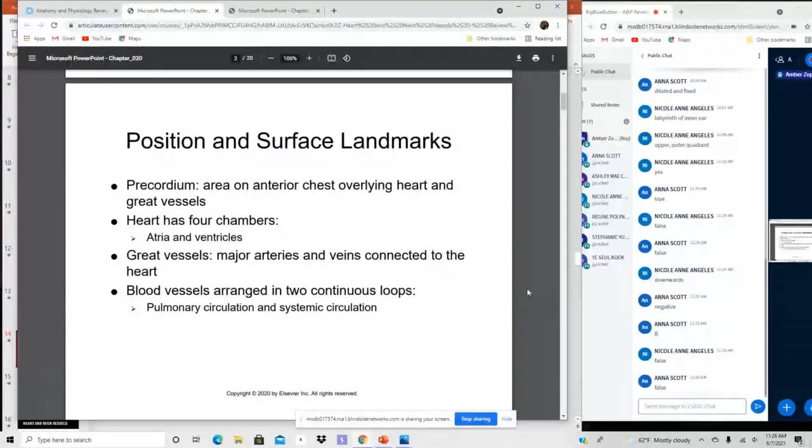Okay, so the position and surface landmarks of the heart: there's the precordium, which is the area on the anterior chest overlying the heart and the great vessels. The heart has 4 chambers, 2 atria and 2 ventricles. The atria are on the top and the ventricles are on the bottom. The great vessels are the major arteries and veins connected to the heart. Blood vessels are arranged in 2 continuous loops: pulmonary circulation and systemic circulation.